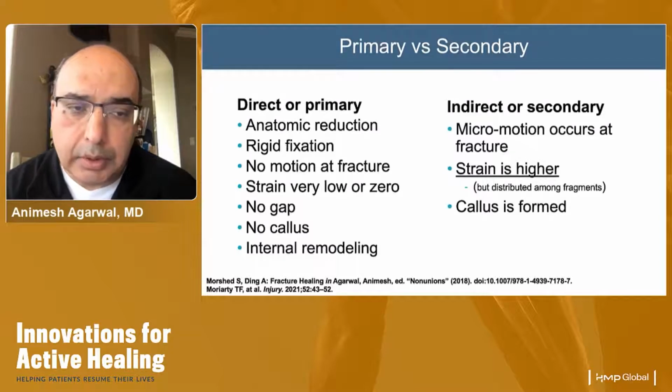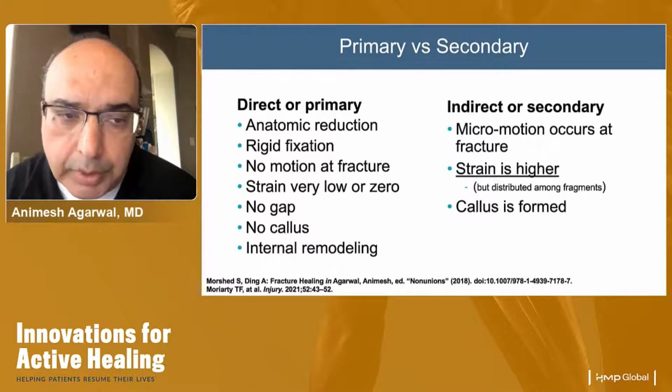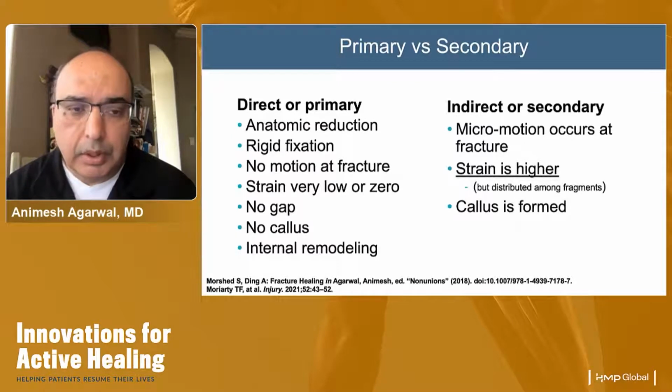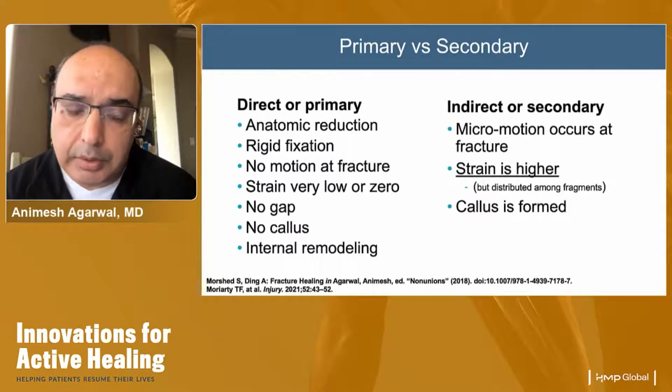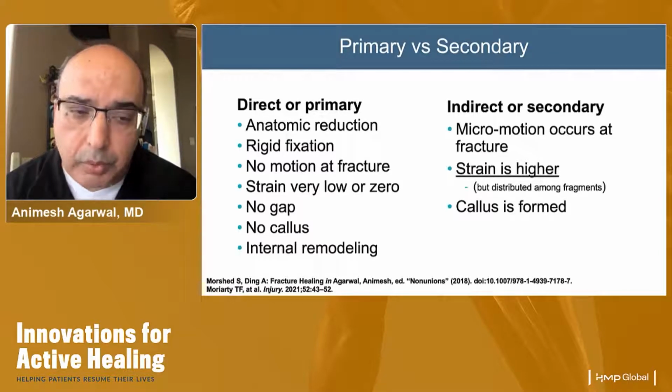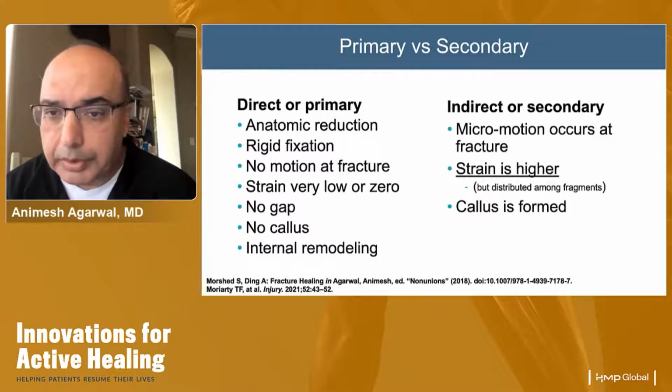So in comparison, direct or primary bone healing requires anatomic reduction with rigid fixation, most often plate fixation, where there's no motion at the fracture site with very low or zero strain. There's no gap, because we know that bone does not like gap to occur or distraction of bone fragments. Because there's internal remodeling that occurs, there's no callus formation.